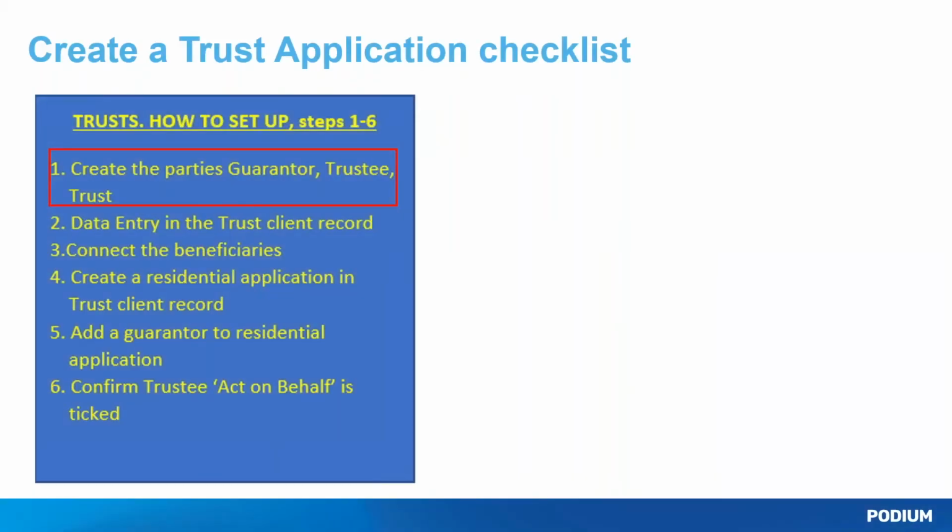Now, how we're going to attack this, folks, is that we're going to use these 6 steps to creating a trust in Podium. As you can see here on the left-hand side of the screen, we've got creating the parties as step number 1, right down to step number 6, which is confirming trustee. Now, the majority of work comes in the very first step, so there's work to do. Now, the standard trust application is an example that every member is a PAYG earner. So the guarantor is PAYG individual, the trustee is PAYG individual, and the trust is a standard trust, discretionary family trust.